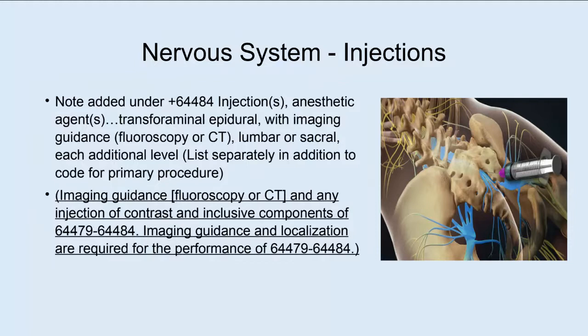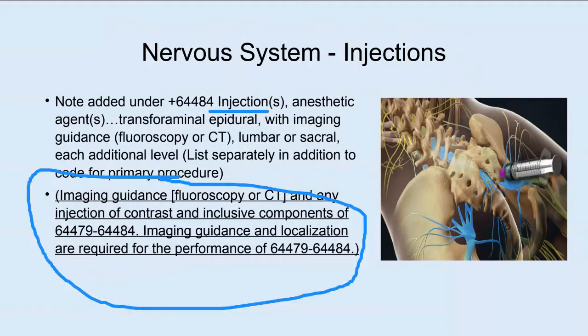Okay, injection codes in the nervous system were also changed. A note was added under add-on code 64484 to indicate the injection of contrast, imaging guidance, and localization are all included in codes 64479, 64484. They're included in the codes and not reported separately. So notes for the injection include all of this.